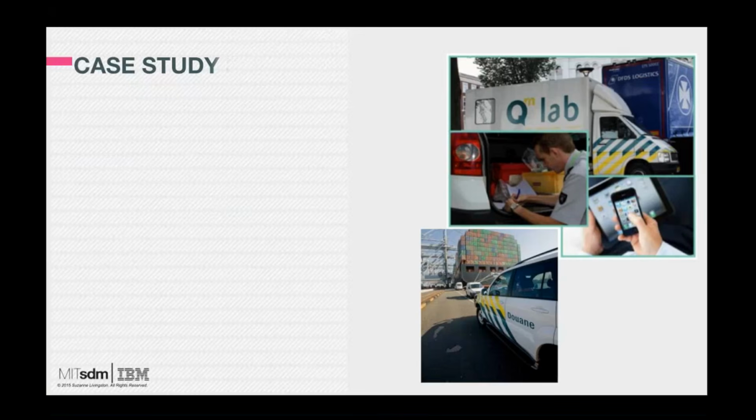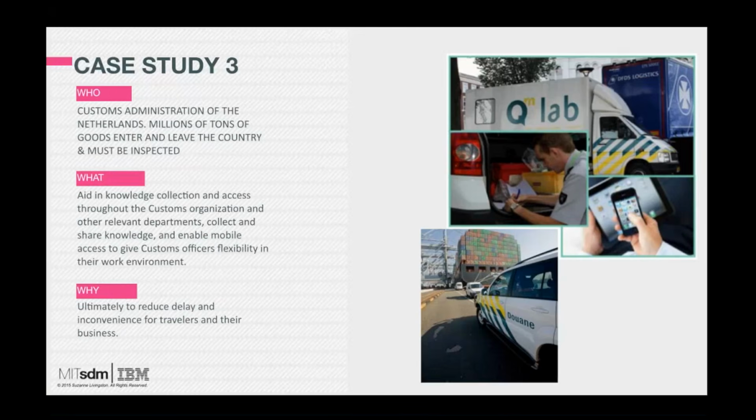So then the next case study is with the Customs Administration of the Netherlands. So each year, millions of tons of goods enter and leave the Netherlands. The Customs Administration has to take political, policy-related, and legal guidelines into account when inspecting the goods that cross the border.